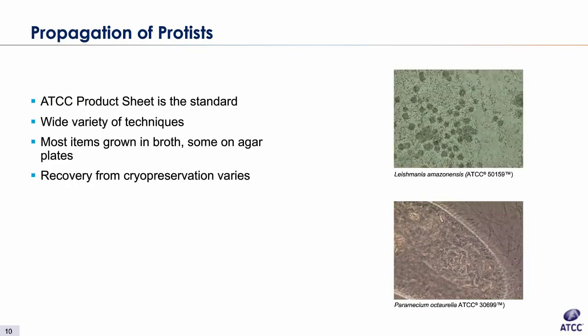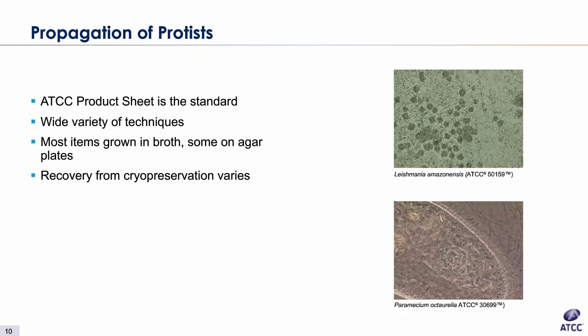Now let's talk for a moment about propagation of protists. We have to grow these in the lab, and there are a number of ways to do that depending on what we're growing. So the ATCC product sheet is the standard. There's one available for each ATCC item, and if you follow that, you should be doing pretty well. But there are a wide variety of techniques that I personally have used and have seen others in my lab use to grow these things.